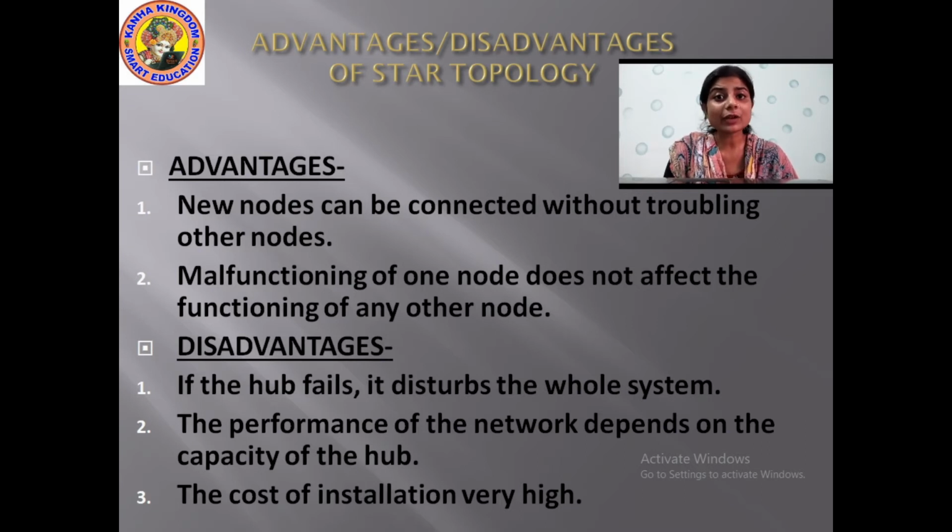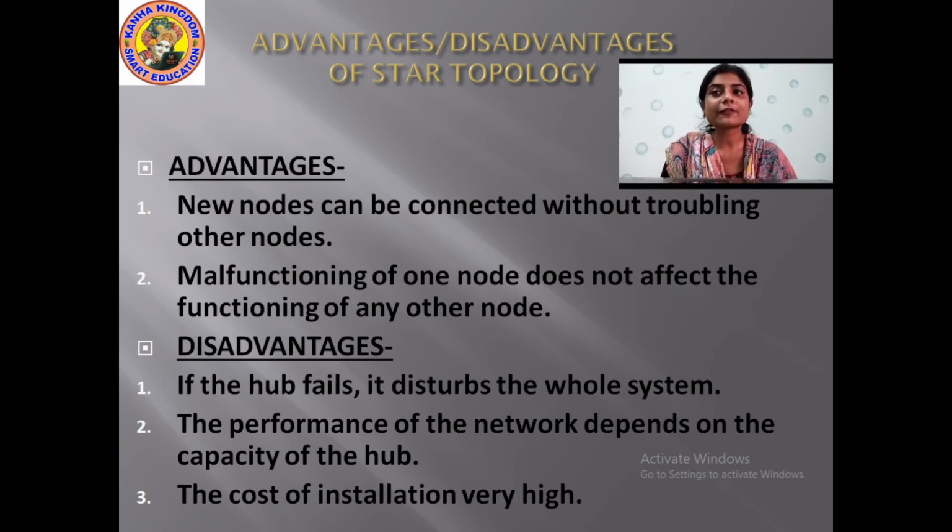If the central computer, that means if the hub fails, it disturbs the whole system. Since the different nodes are connected to the central computer for the exchange of data and information, if the hub is disrupted, then all the computers are disrupted. That means the whole system will be disturbed.